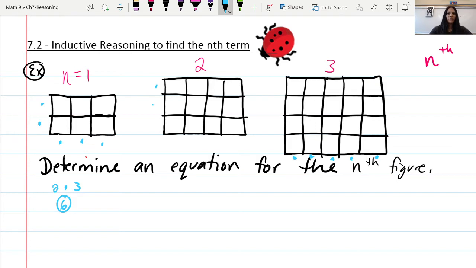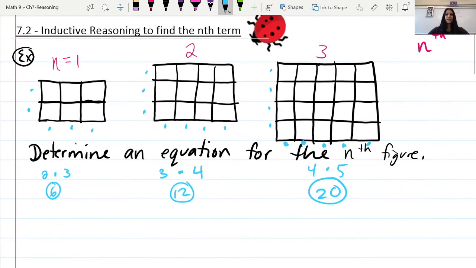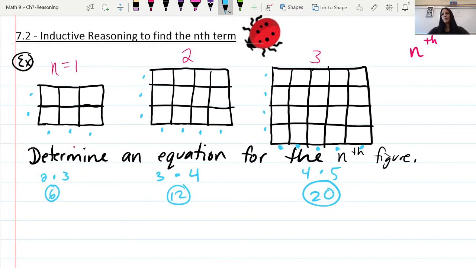In the next one I'd have 1, 2, 3 times 1, 2, 3, 4. So you're starting to see the pattern of what we're working with. The next one, that would be equal to 12. And then 1, 2, 3, 4 times 1, 2, 3, 4, 5 at the bottom. So 4 times 5, and I would get 20 for this one. So I'm trying to use this pattern to come up with what it might be for some nth pattern way further down the road.